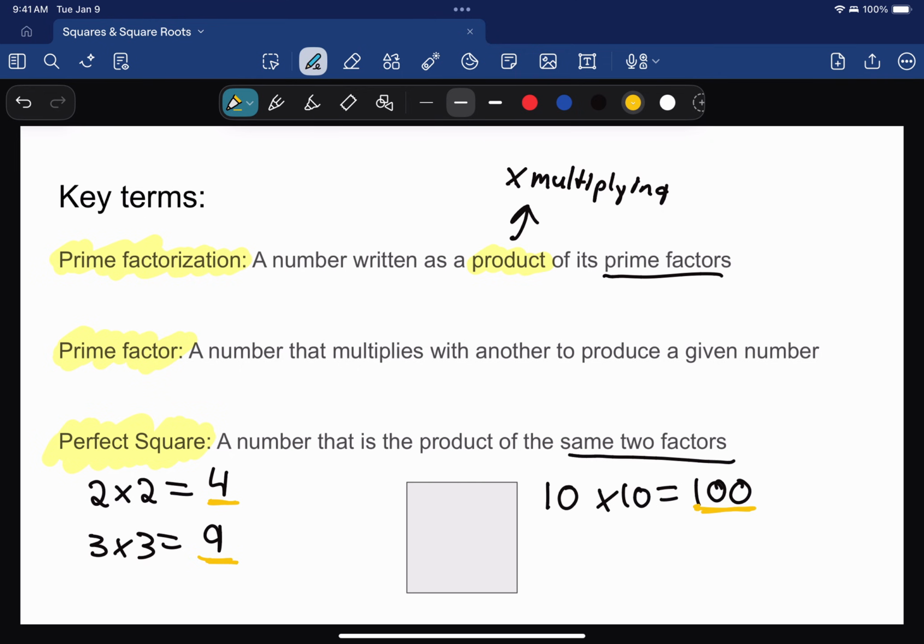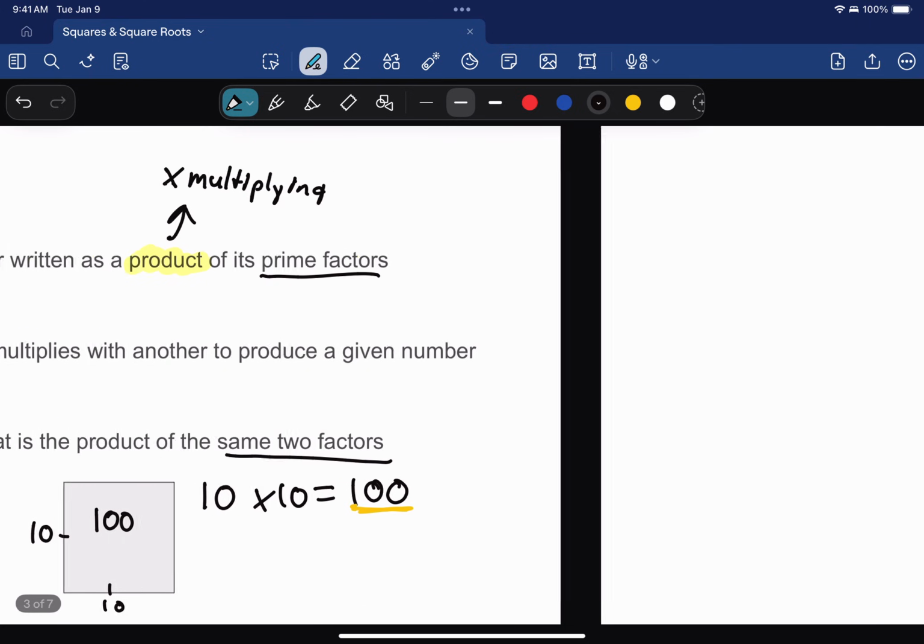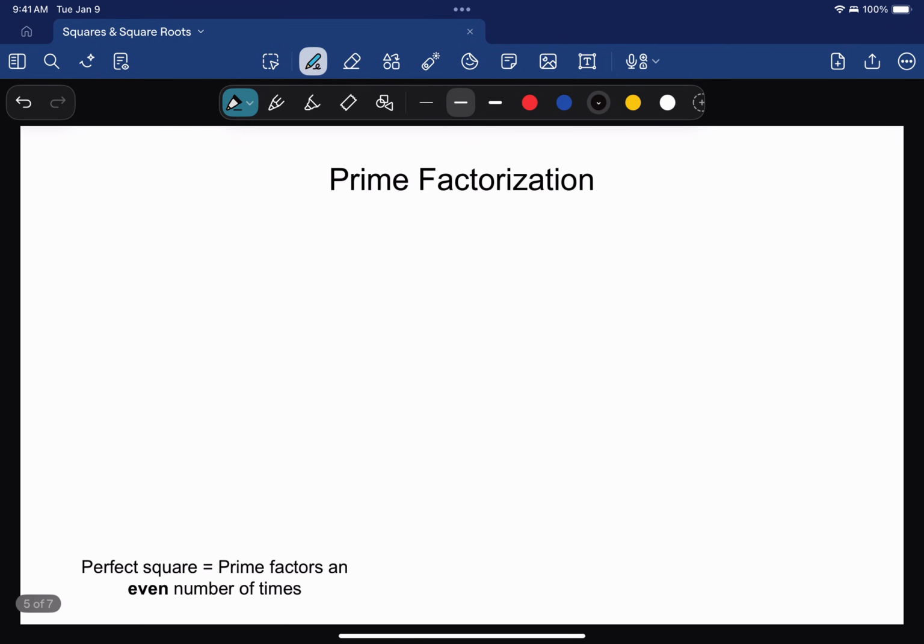Okay, and so the reason for that is because you can almost imagine as if these numbers here, like 10 and 10 and 3 and 3 and 2 and 2, are the side lengths of the square. So we're going to see more examples of this. But for example, if our square had the dimensions of 10 and 10, of course our area would be 100. Okay, so that's what a perfect square is. Okay, so we got that down. So let's get into some of our problems and things we're going to encounter in this unit.